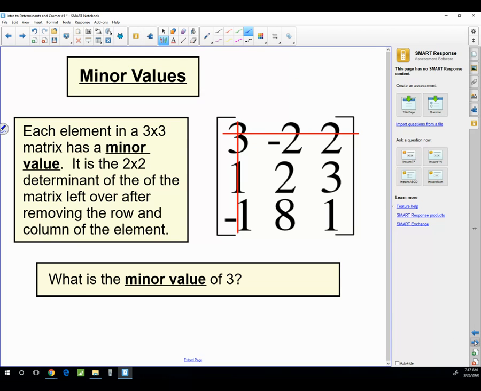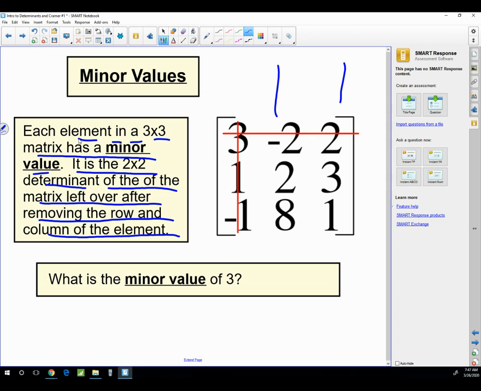Okay, a minor value. Let's take some time and let's look at that. Each element in a 3 by 3 matrix has a minor value. It is the 2 by 2 determinant, which we know, of the matrix left over after removing the row and column of the element. All right, and so the minor value of 3, we would make a 2 by 2 determinant of what's left over here, and everybody can do that. That would be 2 minus 24, which looks like -22 to me.